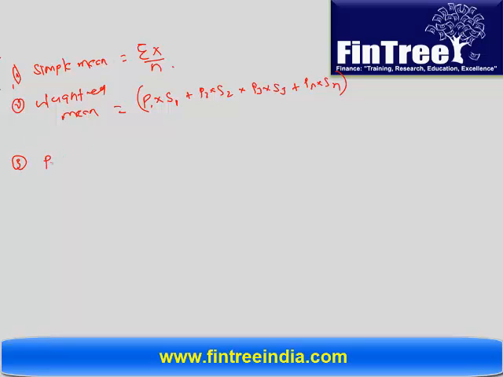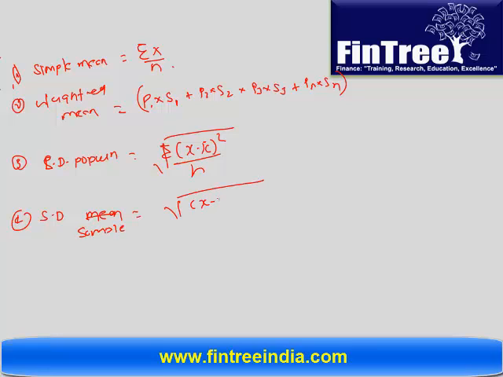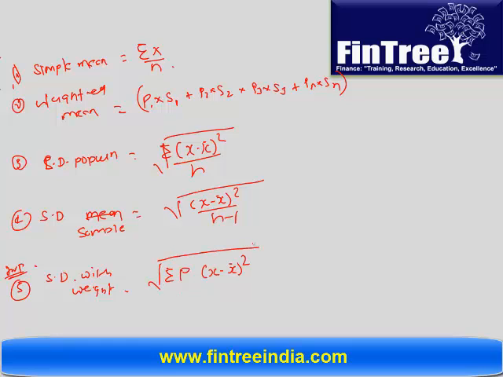Then third thing, you need standard deviation of population, which is summation of x minus x bar square divided by n under root. Fourth formula, standard deviation of sample, which would be summation of x minus x bar square divided by n minus 1. Then fifth formula, which I am going to mark as important, standard deviation with weights. So when we have weights, we simply say P into x minus x bar square summation, and then the whole thing under root. We don't have to divide by n now because we multiplied with probability.